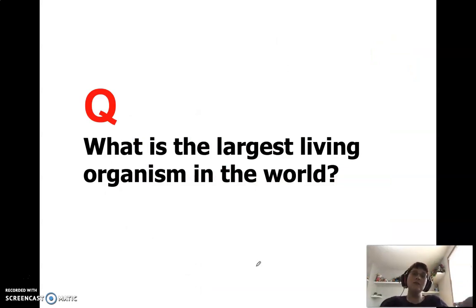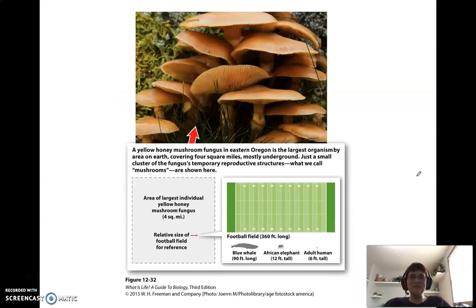Okay. So what then is the largest living organism in the world? So we saw conifers, tallest organism and oldest organism. The largest living organism in the world is a fungus. So how is that so? Well, it's because of this mycelium. The largest living organism that we have measured by area on Earth is this yellow honey mushroom fungus. Now, this is the only part of it that you'll see, the actual mushrooms. These come above ground. The rest of the organism is actually below ground. It's down in the soil.